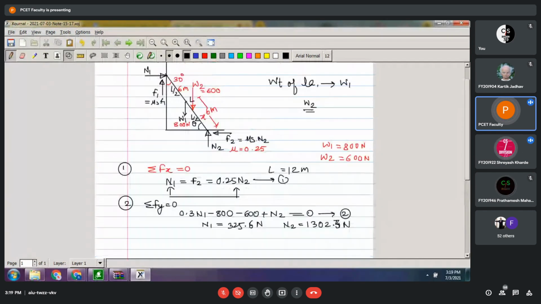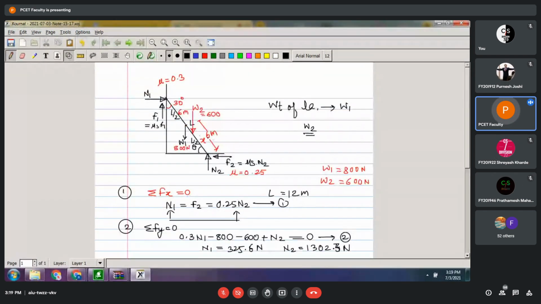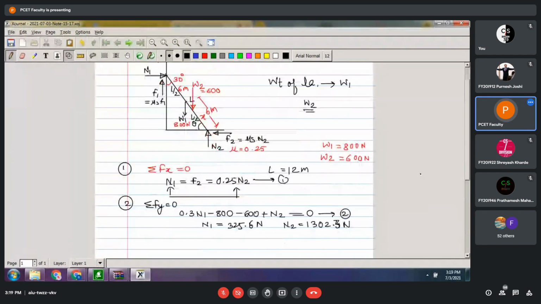Yes, ma'am. So now you are having N1 and N2. We are interested in x. To get the value of x, either we need to take moment about the top point or about this point. Anyone can give us the value of x. So it is as per your choice. Tell me about which point we take the moment. Bottom point. Okay, fine.